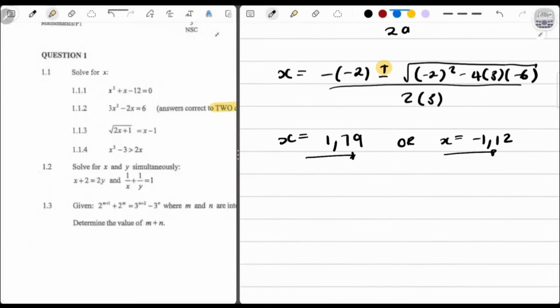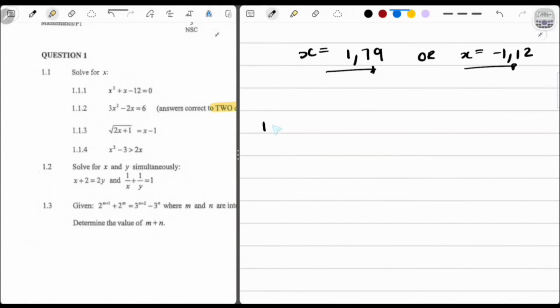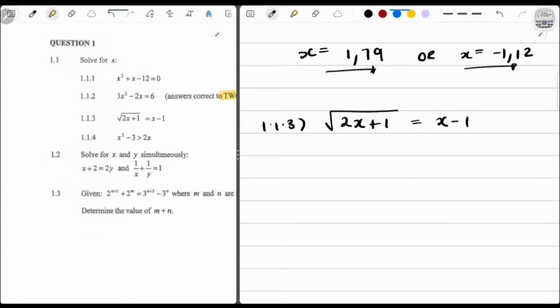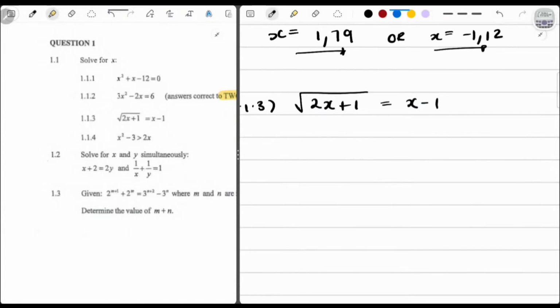And then we move on to the next question, 1.1.3, which is on surds. So we have, first of all, the square root of 2x plus 1 is equal to x minus 1. Okay, and let me also just check. The mark allocation is 4 marks. So, as you can see, the surd has already been isolated for you. You don't have to isolate the surd. So that mark is probably what is missing there.